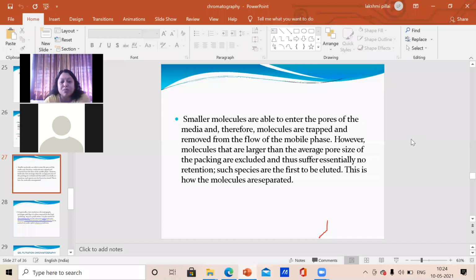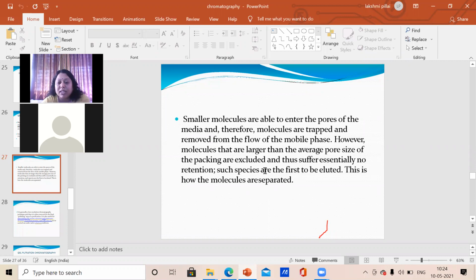What happens when the smaller molecule passes through that bead? It is trapped in that bead and can't pass through that bead. So it is trapped. Then the bigger molecules can't be trapped in that bead. So it moves out, and with the mobile phase it is moving out and is collected and eluted out. But the smaller molecules remain in the pores, and are eluted later. So it will move slowly.